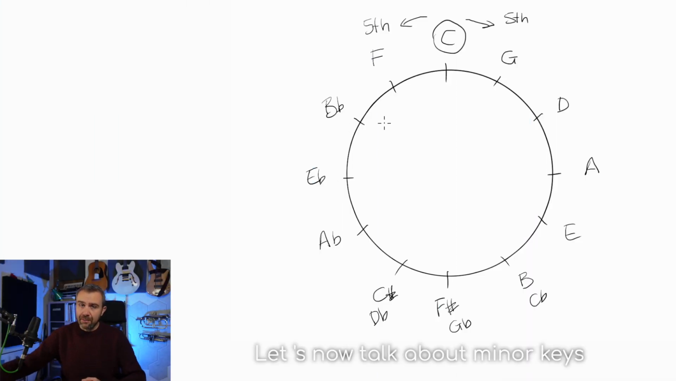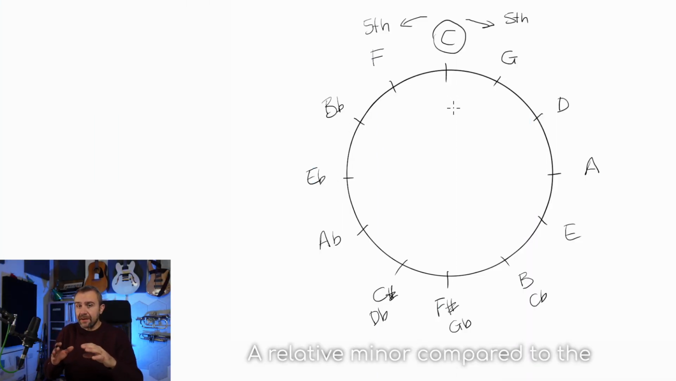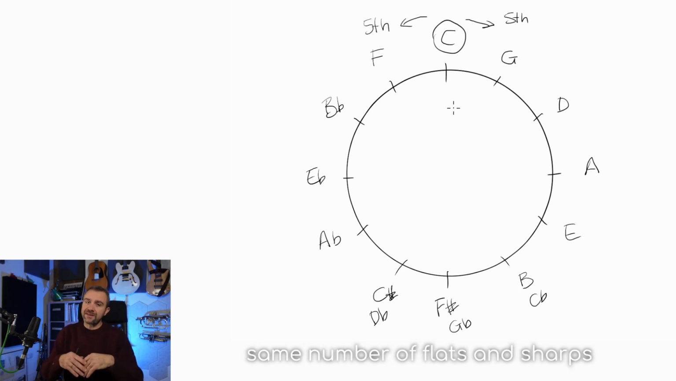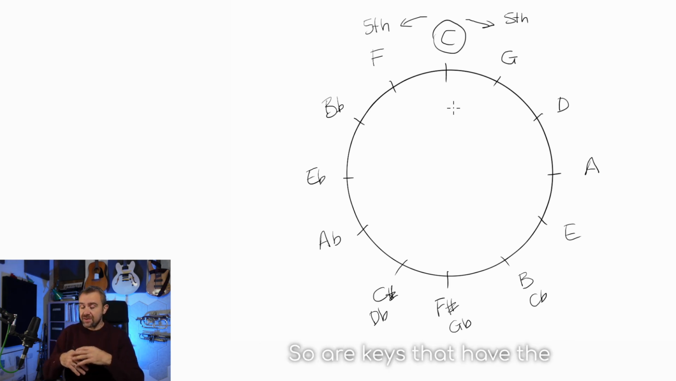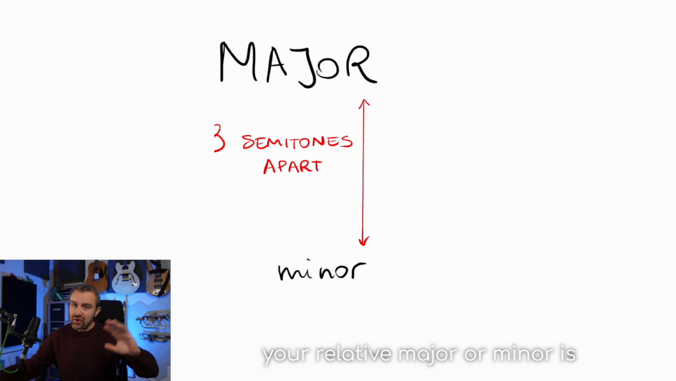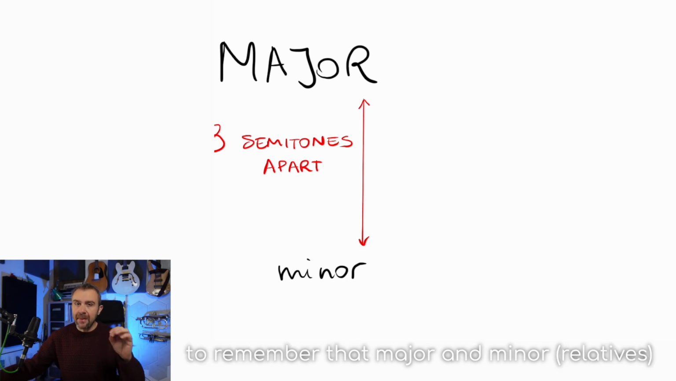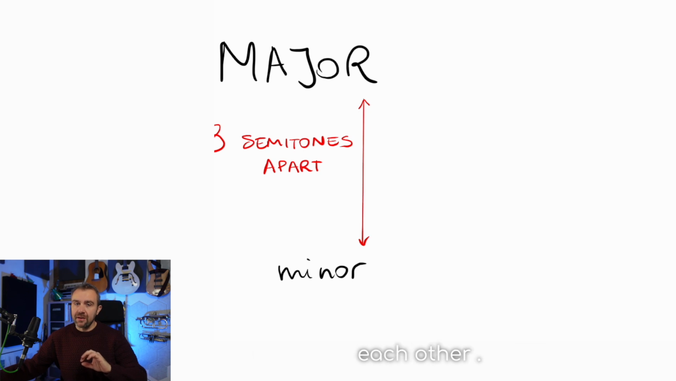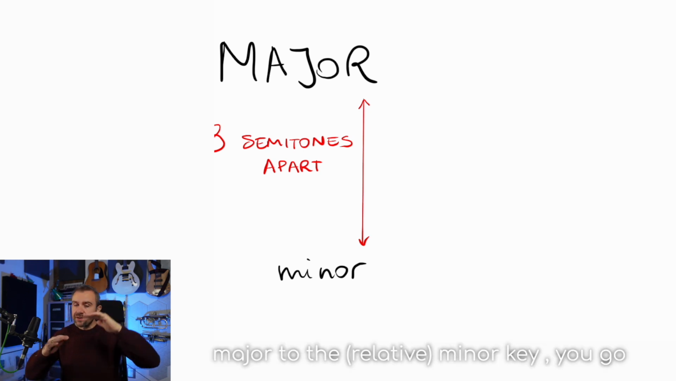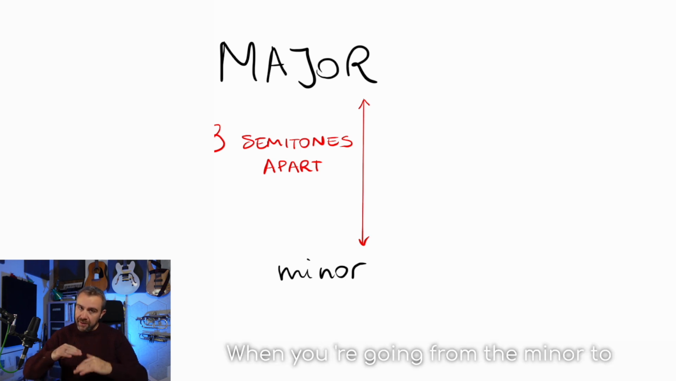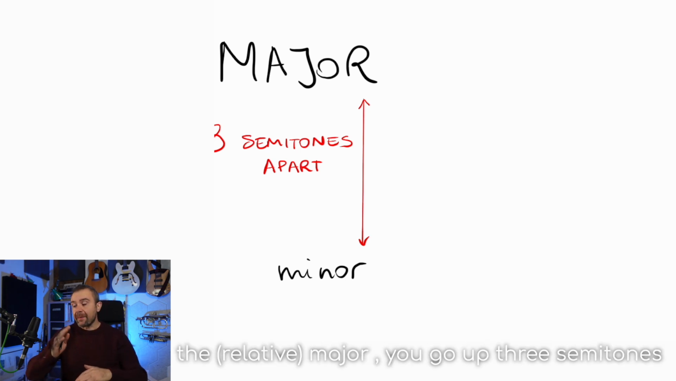Let's now talk about minor keys. A relative minor, compared to the major, is the key that has the same number of flats and sharps in their key signature. So are keys that have the same key signature. The most practical way to find your relative major or minor is to remember that major and minor are 3 semitones apart from each other. When you're going from the major to the minor key, you go down 3 semitones. When you're going from the minor to the major, you go up 3 semitones.